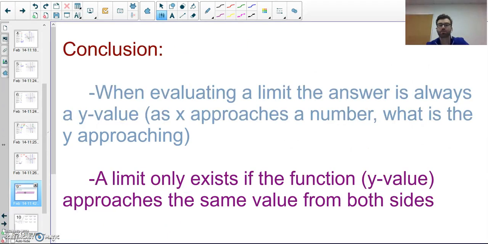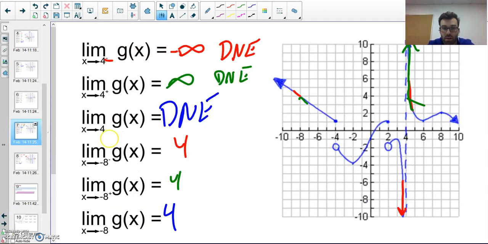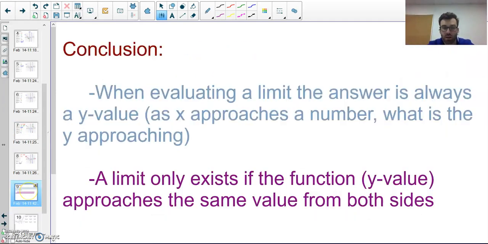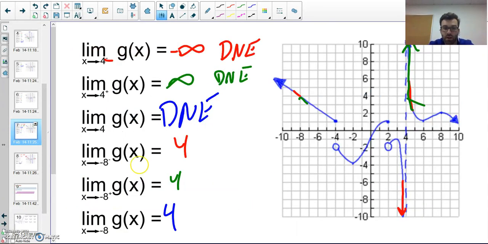All right, so conclusion. When evaluating a limit, the answer is always a y value. As x approaches a number, what is y approaching? As x approaches -8 from the left, y is going to 4. As x approaches -8 from the right, y is going to be 4. The limit only exists if the function, the y value, approaches the same value from both sides. So here it approaches 4 from the left and 4 from the right, so the limit actually exists.